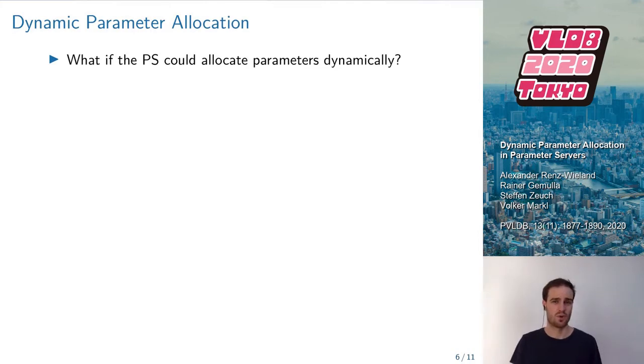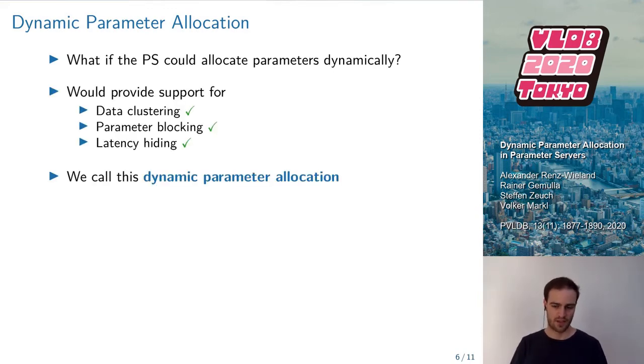So we asked what the situation would be if the parameter server could allocate parameters dynamically. That means it had the ability to relocate each parameter during runtime. For example, it could provide a primitive that allows the application to request a relocation of a parameter. Now, this would provide support for the three techniques that we just discussed.